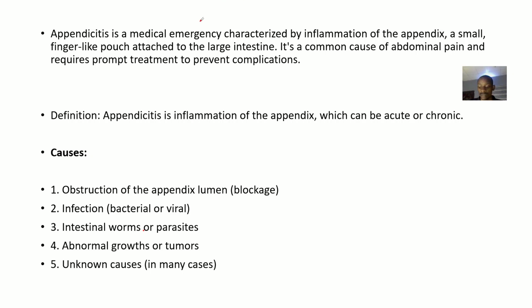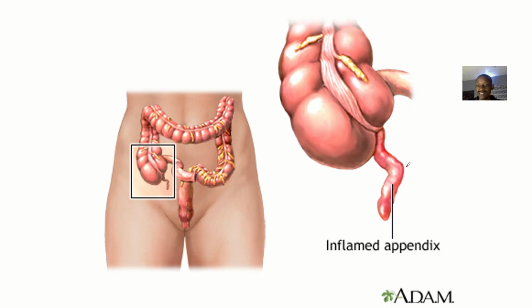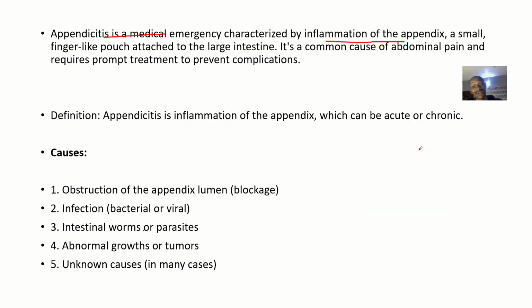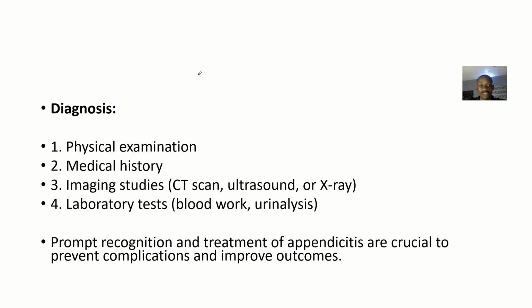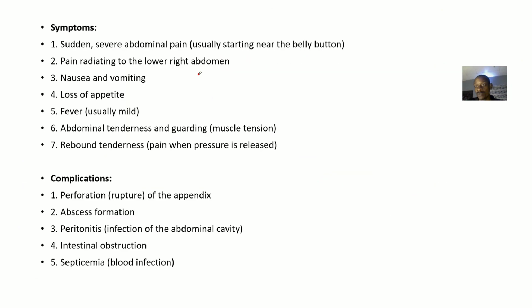All right. So, introduction to appendicitis. Appendicitis is a medical emergency, right? One of its characteristics is inflammation of the appendix. What is the appendix? The appendix is this small thing. I call it a small thing, but when it gets inflamed, you know that it is small but mighty, because it will make you not enjoy your whole abdomen, right? The appendix is actually a small finger-like pouch which is attached to the large intestine. It is a common cause of abdominal pain, right? And it requires prompt treatment to prevent complications. These are the complications right here, which we'll be talking about, right?